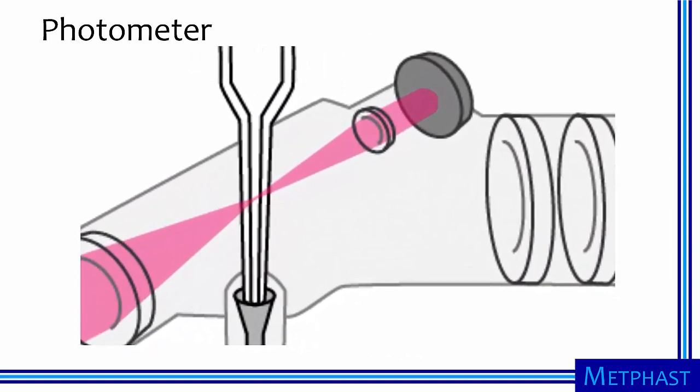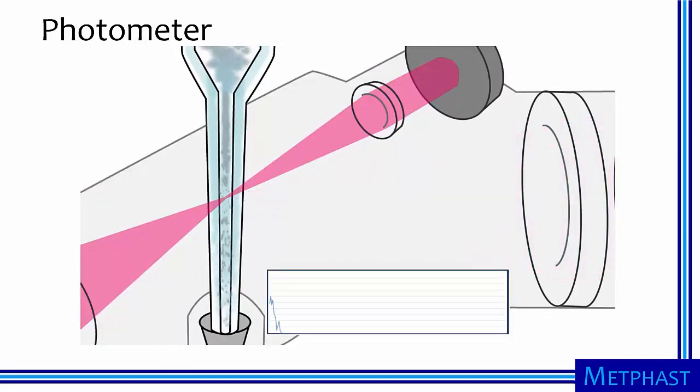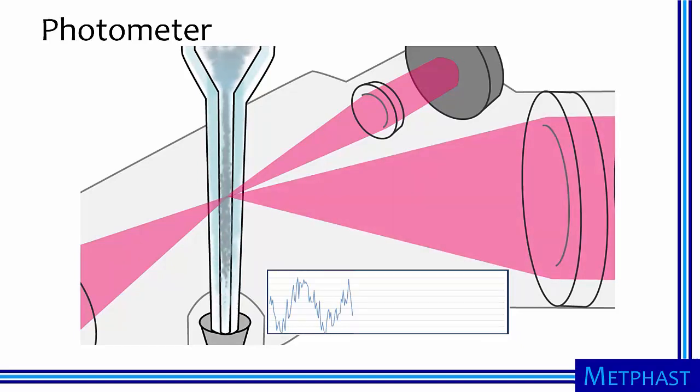If we take a closer look, we can see that the photomultiplier tube responds to the light scattered by an assembly of particles. When there is a high concentration, more light is scattered, and when there is lower concentration, less light is scattered.